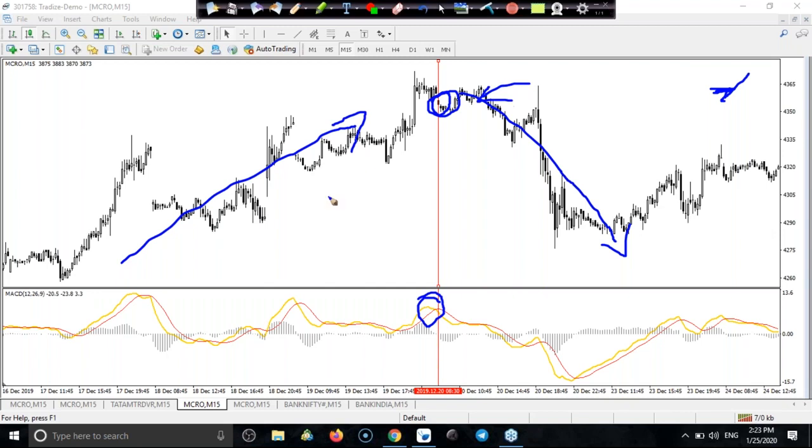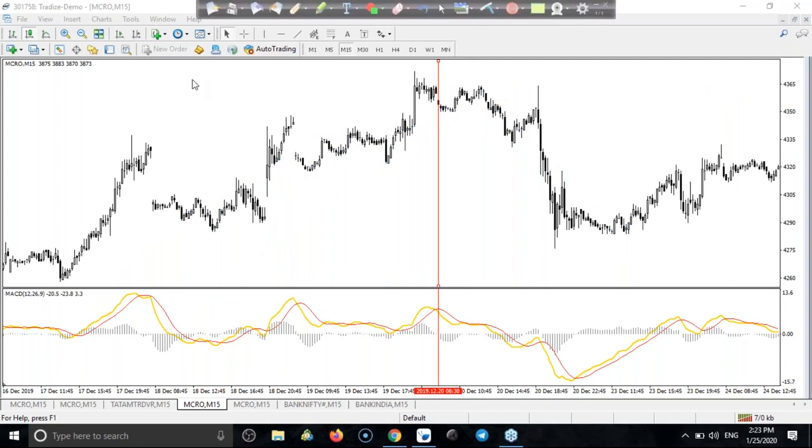Basically, the rule is that when prices are in an uptrend, we only buy, somewhere buy here, buy here, buy here, somewhere like that. But when price divergence forms, we never buy in this area. We are looking for sell. That means we are going against the trend. All right, is it clear? If you have any doubt, you can ask me.